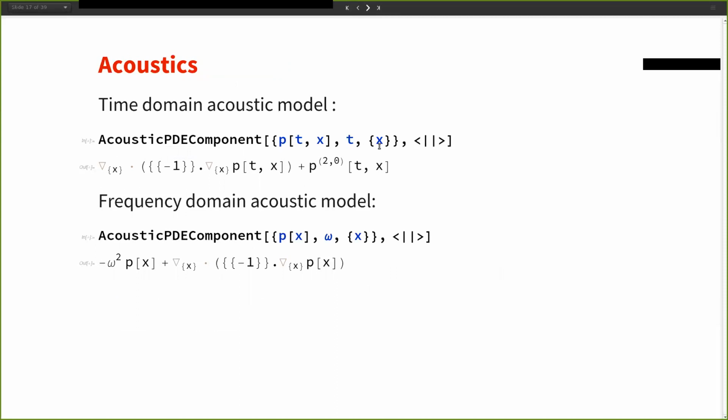The next thing to look at is this frequency domain acoustic model. This is the same acoustic PDE component, just by specifying P now not as time dependent, but as a frequency dependent component, we'll get a different equation. So the acoustic PDE component is capable of delivering different types of equations for different scenarios. And that's true for all PDE components that we have, especially the physics fields related ones. Sometimes it's done by specifying a different parameter setup for the variables, and sometimes it's done via the parameters of the PDE component.